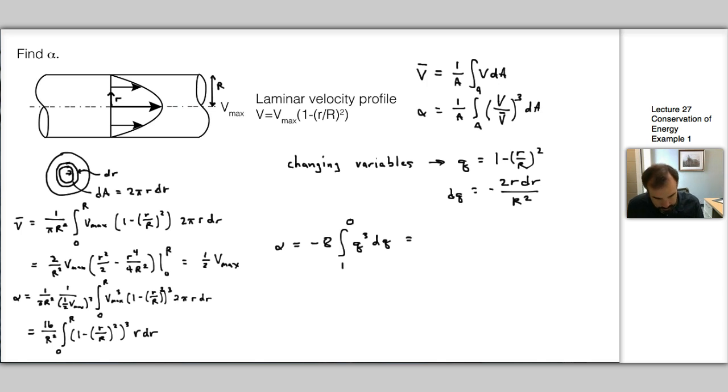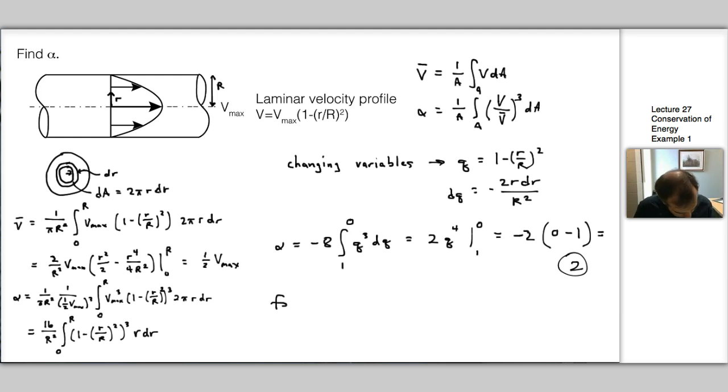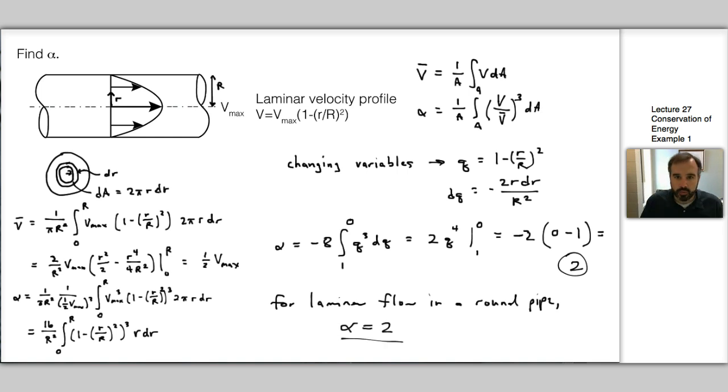That's equal to negative 8 times 1/4 q to the 4th evaluated at 1 and 0. That equals negative 2 times 0 minus 1, equal to 2. So for laminar flow in a round pipe, alpha equals 2, and it'll always equal 2.